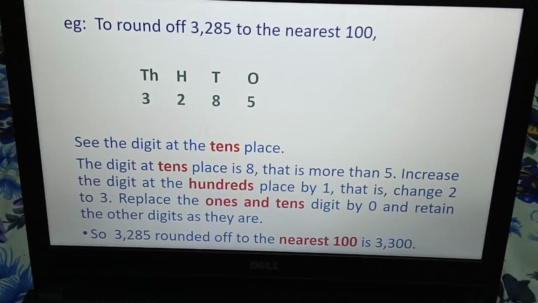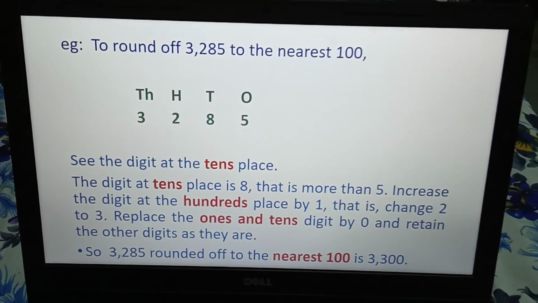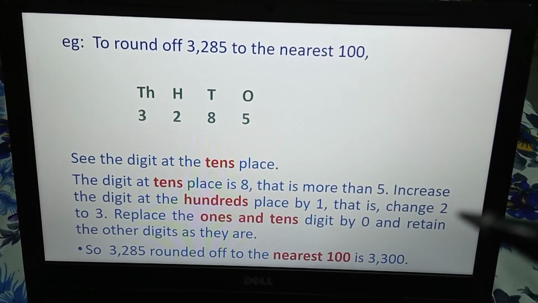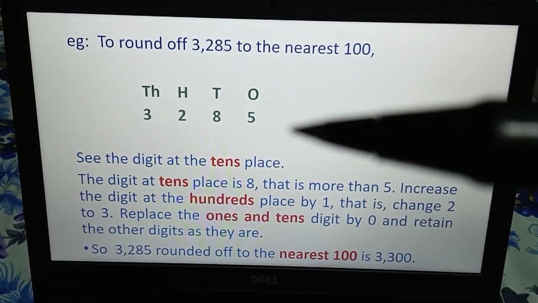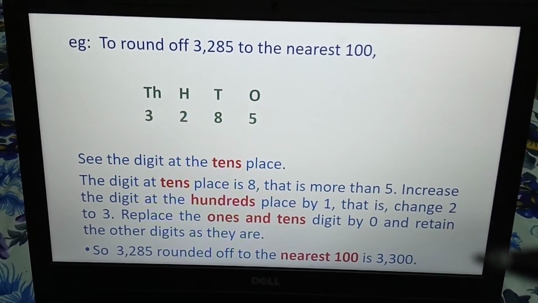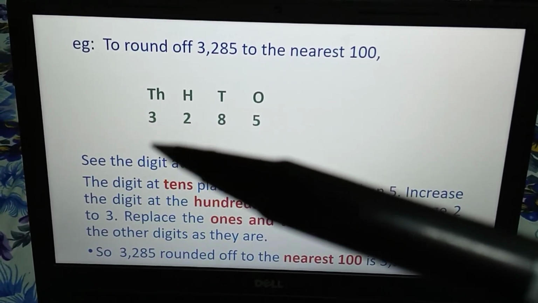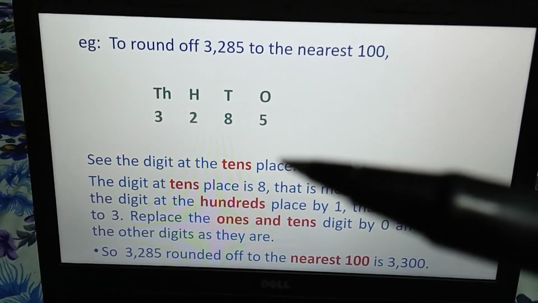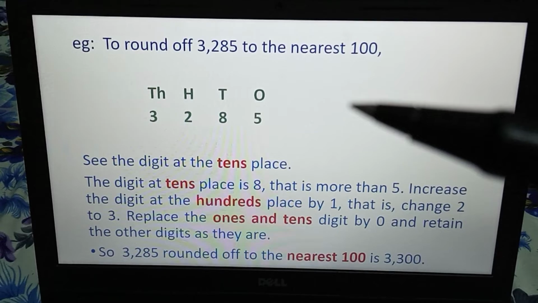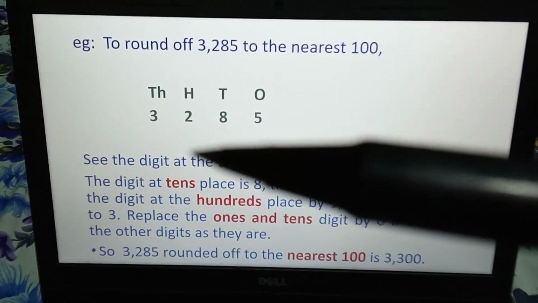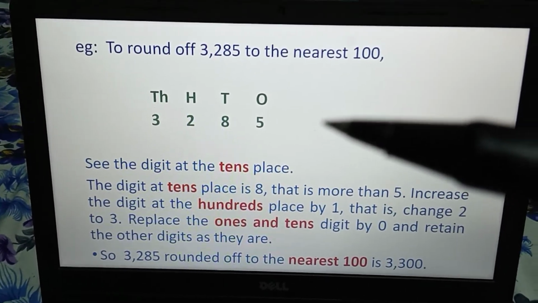Clear? I am writing here. The digit at tens place is 8. That is more than 5. So increase the digit at the hundreds place by 1. That is, we will change 2 to 3 and replace the ones and the tens place digit by 0 and retain the other digits as they are. There will be no changes in the digit at the thousands place. Clear? So when we round off 3285 to the nearest 100, the answer will be 3300. That is 3300.